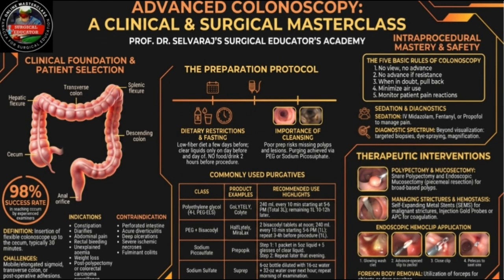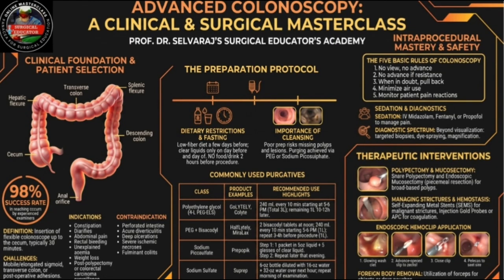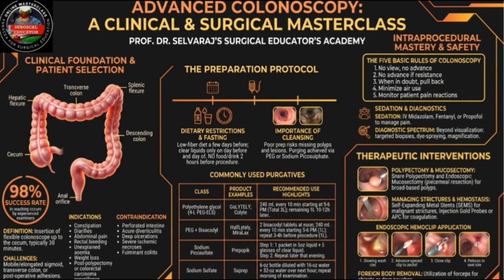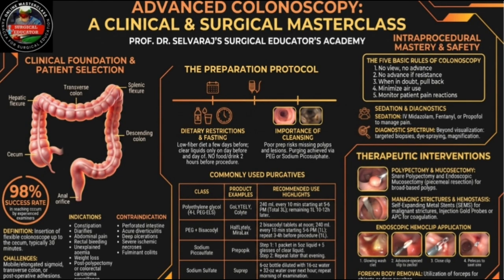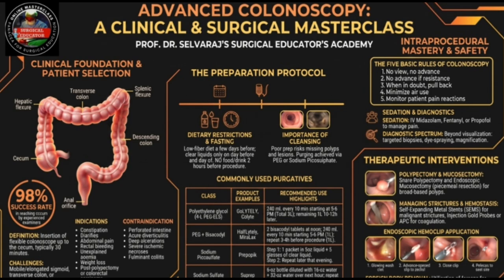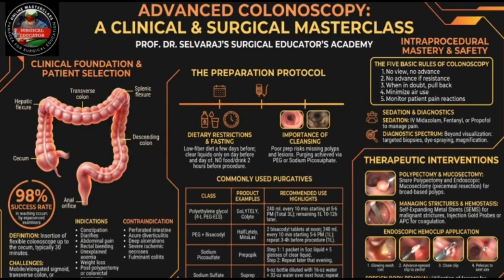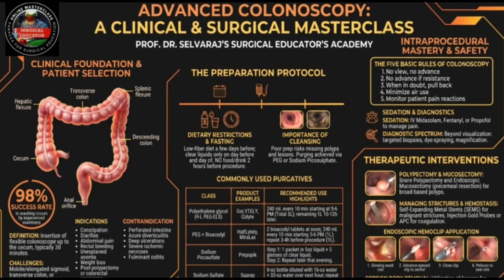Right. You mandate a flawless preparation protocol using osmotic and stimulant purgatives because residual debris renders the diagnostic visual completely useless. You advance the scope adhering strictly to the intraprocedural rules, never advancing without a clear view and minimizing error to prevent trauma. And as you move, you map the endoscopic topography, recognizing the triangular haustrations of the transverse colon and utilizing transillumination at the splenic flexure. Exactly. You utilize your diagnostic spectrum, employing chromoendoscopy to highlight the borders of subtle, flat lesions, or visually diagnosing the necrotic tissue of ischemic colitis.